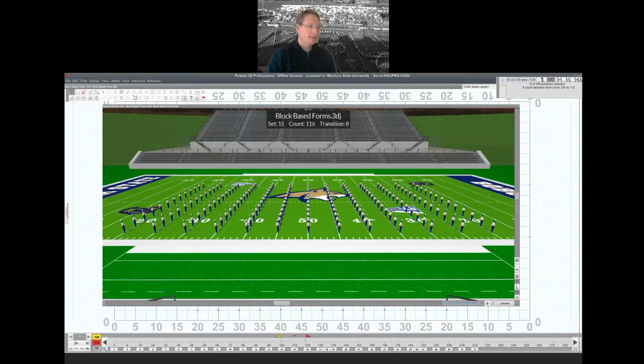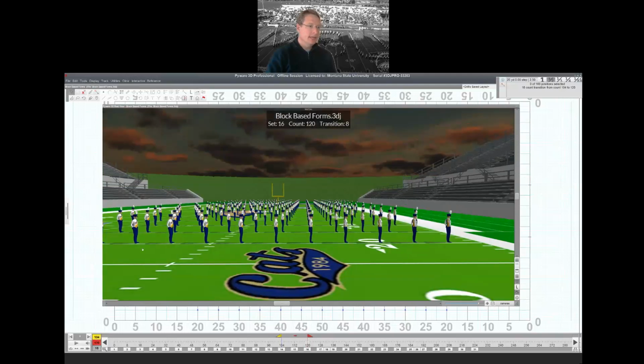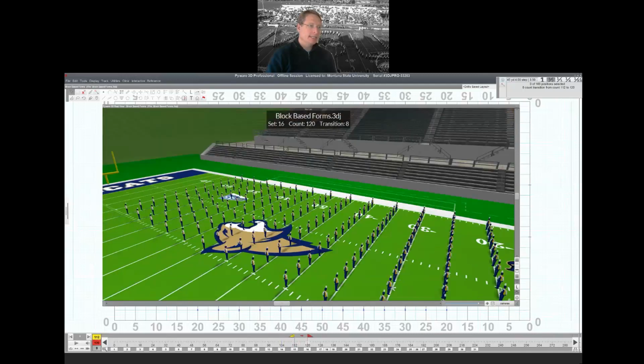Did you even notice it? A little bit. I bet from this side you're going to notice it. Yay, we're all better. Okay, so we've dressed our ranks that way.